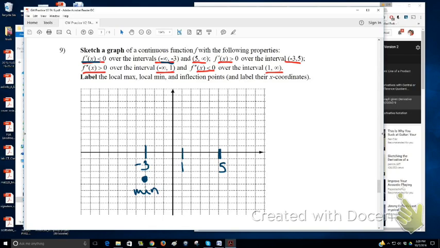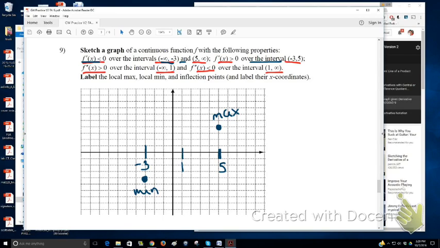Now notice that at 5 is where the function switches from increasing to decreasing. So that means we're going to have a maximum here at 5. And I'm going to put a point there, and I'm going to label it a max. In between there, we're going to have an inflection point. So I'll do that after I draw my graph.